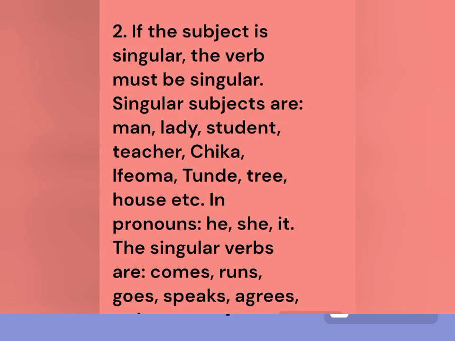Now the second one is if the subject is singular, then the verb must be singular. We have singular subjects as man, lady, teacher, student, Chika, Ifoma, Tunde, tree, house. Then in pronouns, you have words like he, she, or it. Then singular verbs are comes, runs, goes, speaks, agrees, swims, eats.